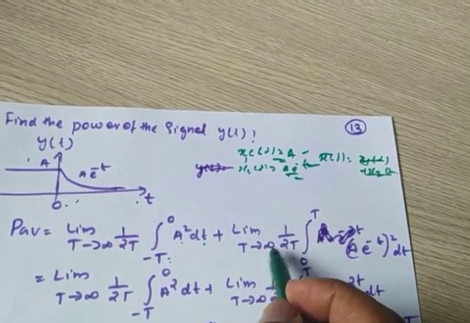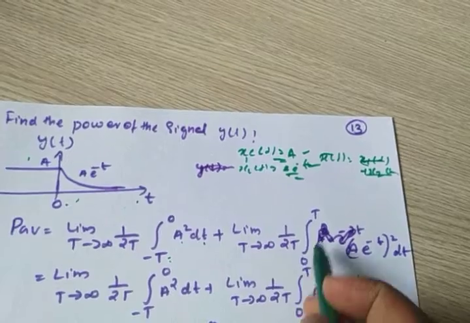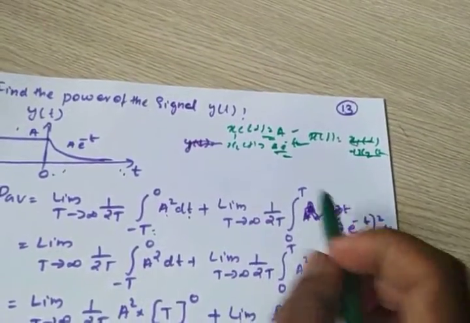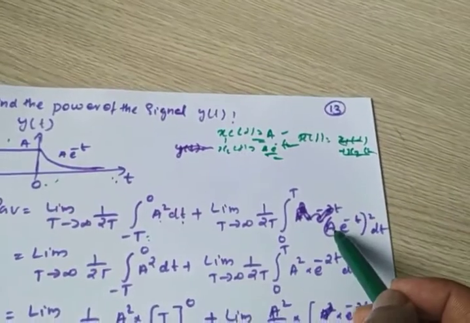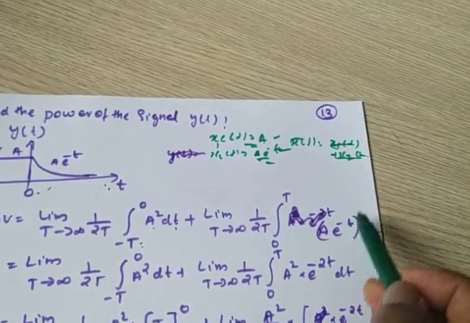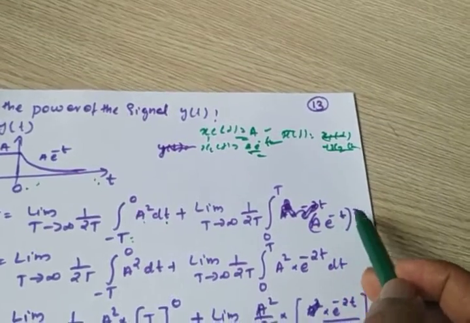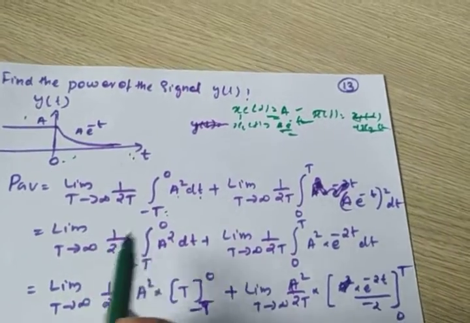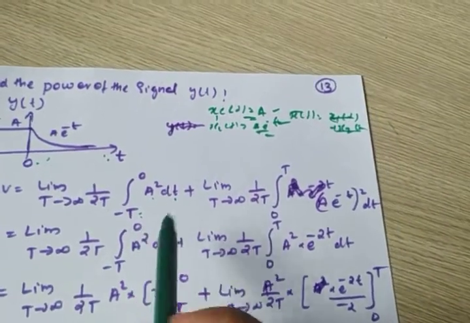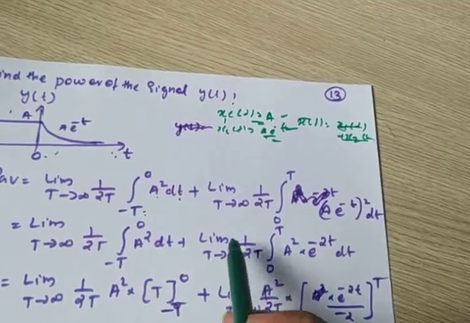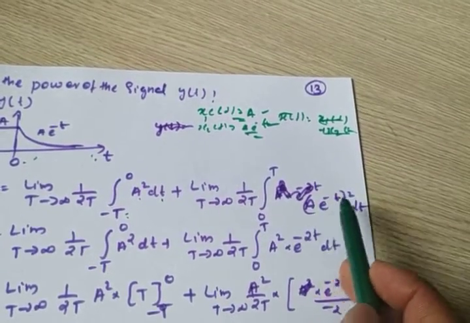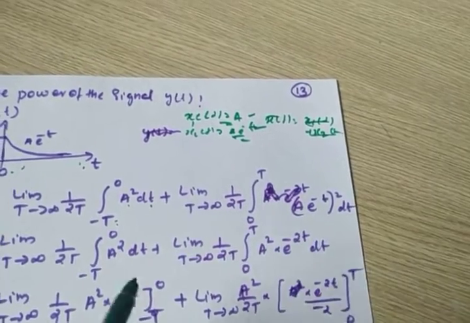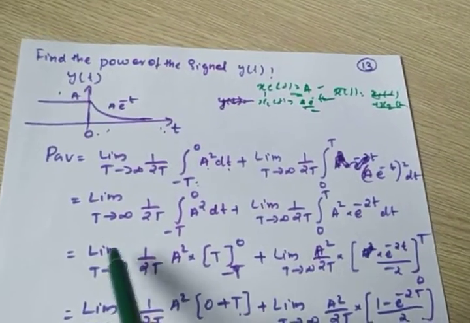So limit t tends to infinity 1 by 2t, 0 to t. Why? Because this signal is from 0 to t. In 0 to t, what is the signal? A raised to minus t, the whole square. Why? Because mod x of t square. So a raised to minus t the whole square dt. So limit t tends to infinity 1 by 2t minus t to 0 a square dt plus limit t tends to infinity 1 by 2t 0 to t. The whole square you can change as a square into a raised to minus 2t dt. Okay. So again, limit t tends to infinity.